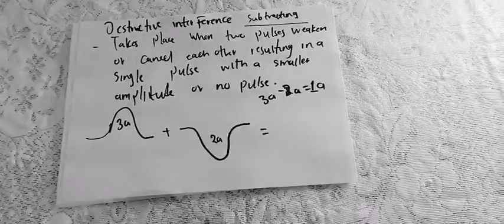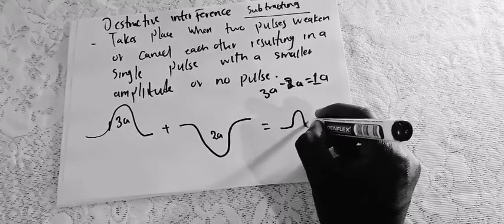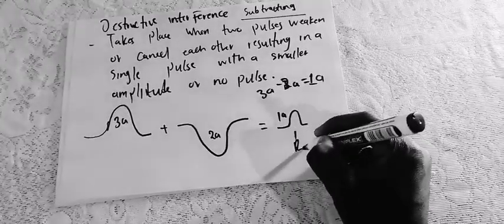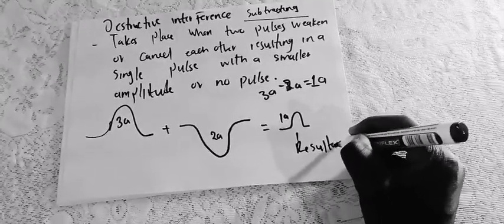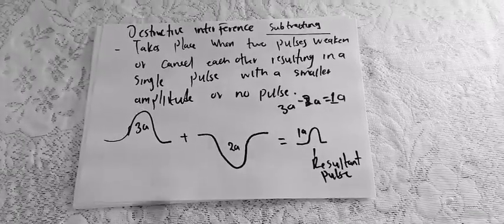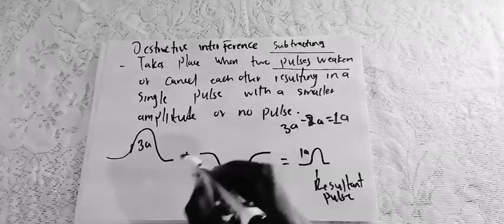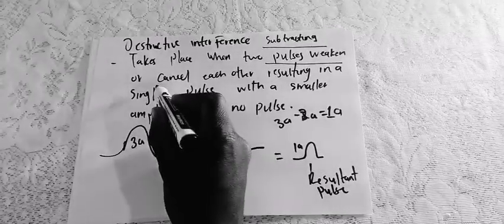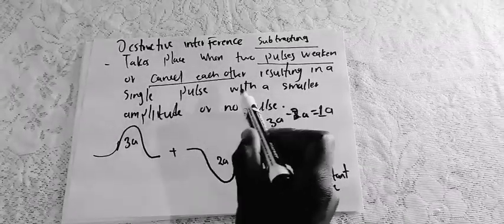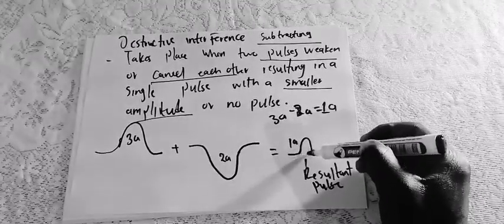So that 1a is the resultant pulse with a smaller amplitude, because that 3 is a little bit bigger than 2. Now our resultant pulse is 1a. So when they ask you why you say this is destructive, it is because two pulses weaken or subtract each other or cancel each other, resulting in a single pulse with a smaller amplitude or no pulse. You see that?